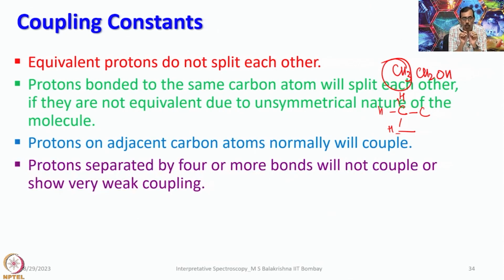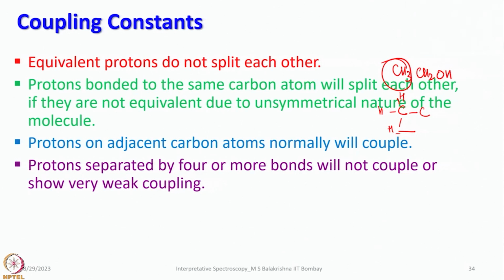Protons separated by 4 or more bonds will not couple or show very weak coupling. That means to see very effective coupling, they should not be more than 3 bonds apart. If they are more than 3 bonds apart, we may or may not observe coupling, and if we observe coupling, the magnitude is very small and hence very weak.